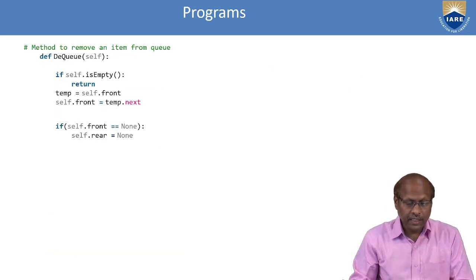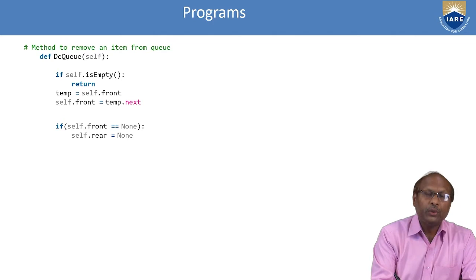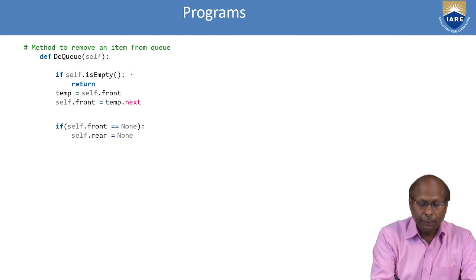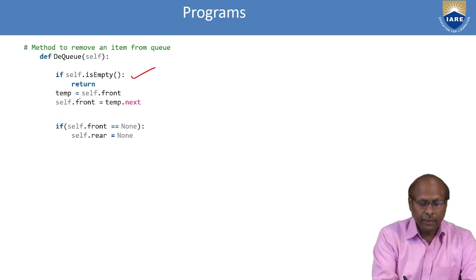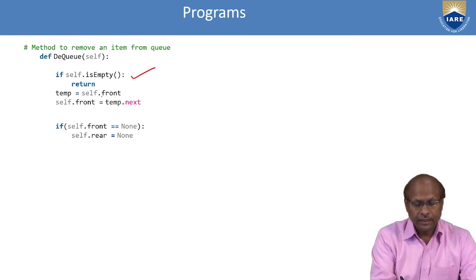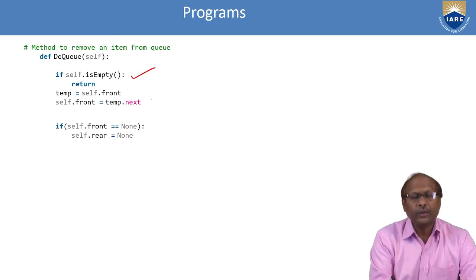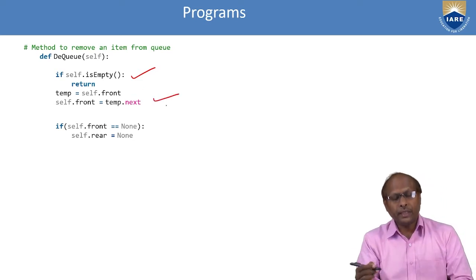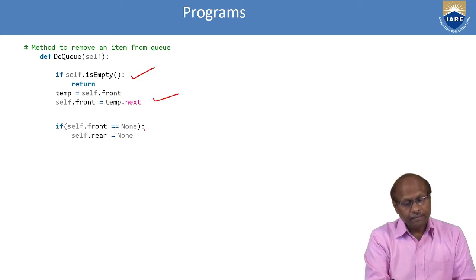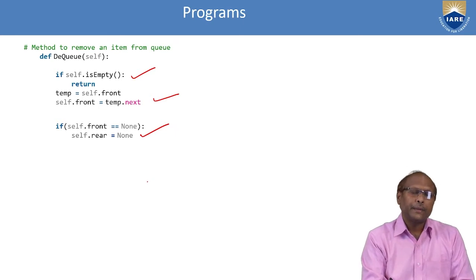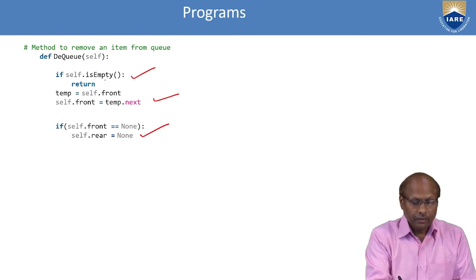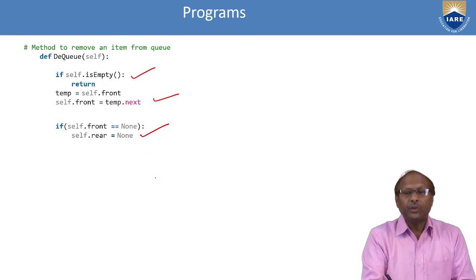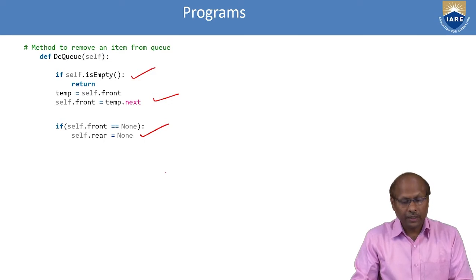Next is dequeue. In dequeue, I am checking whether it is empty or not. If it is empty, return. You cannot do anything. If it is not empty, my temp is moving forward: self.front equals temp.next. So my front pointer is moving forward. If front is none, then rear should also be none, so put this condition, because front being none means nothing is there. So put this. Using this way, you can do the dequeue operation.